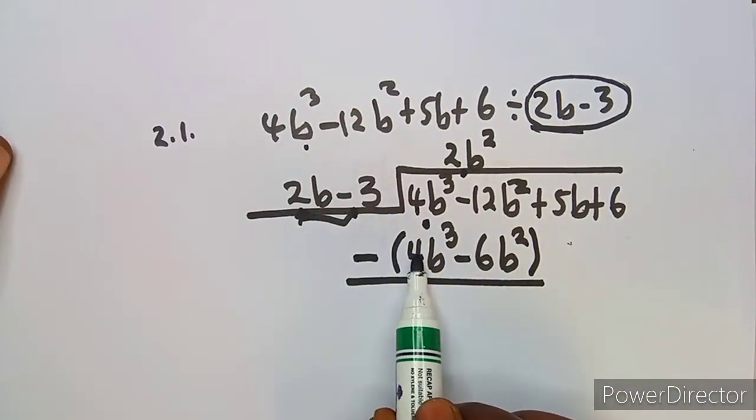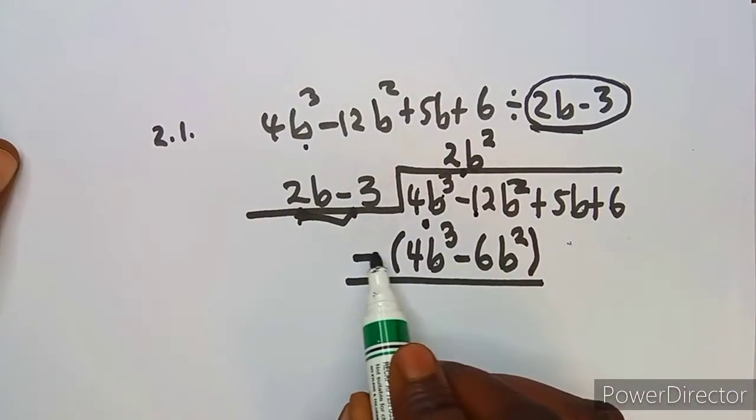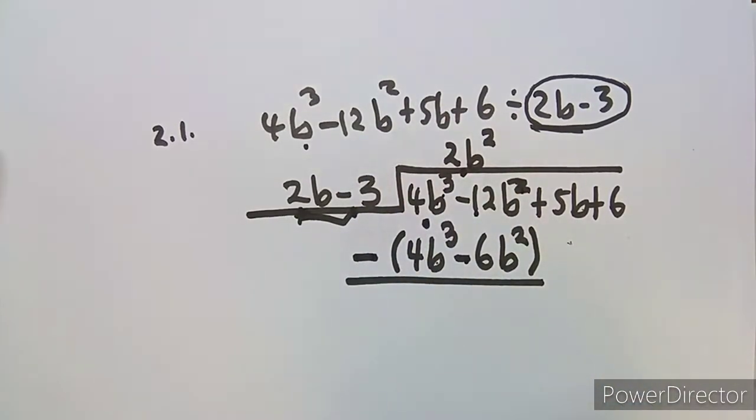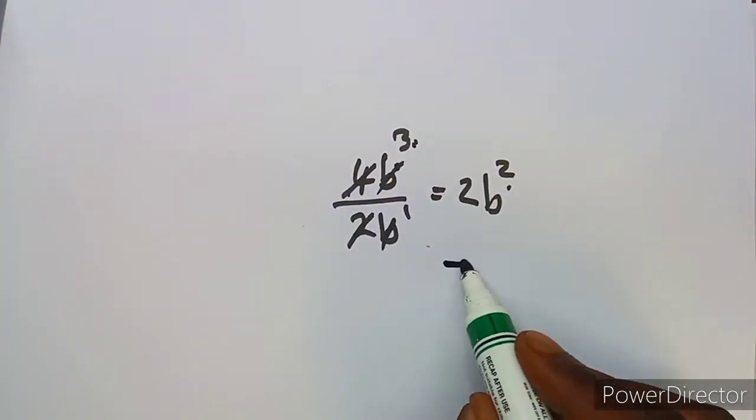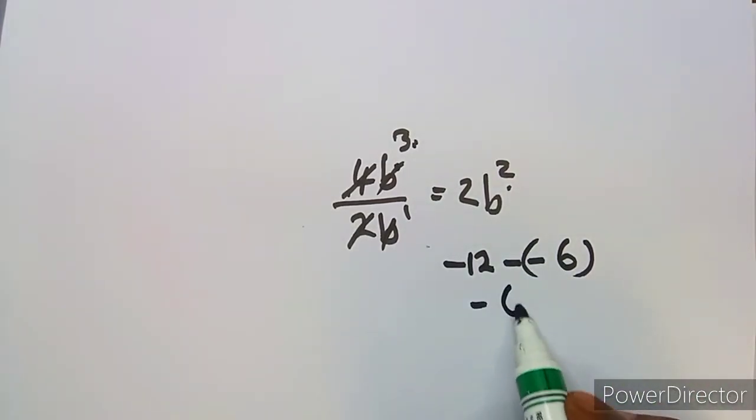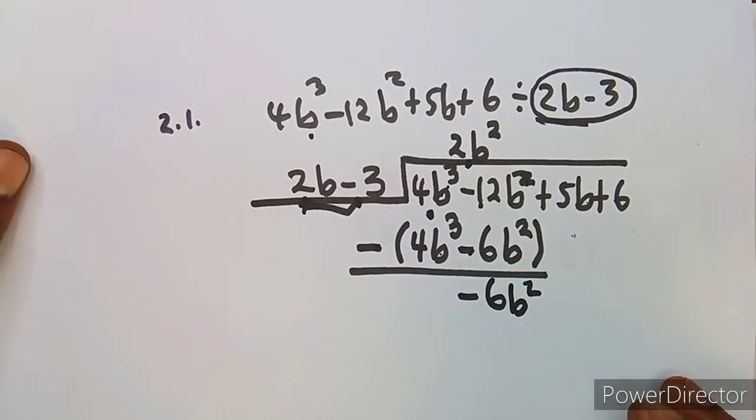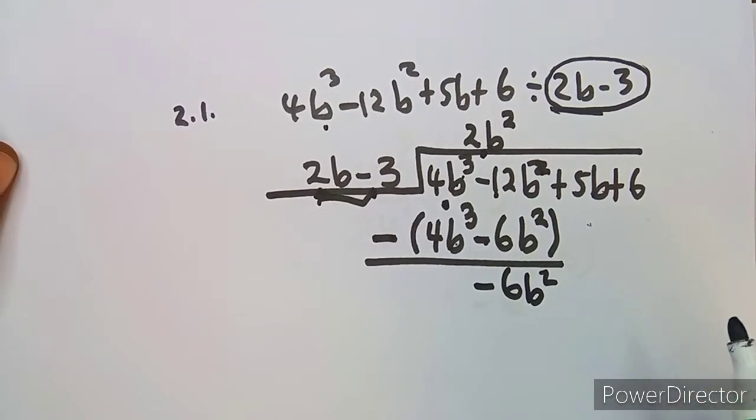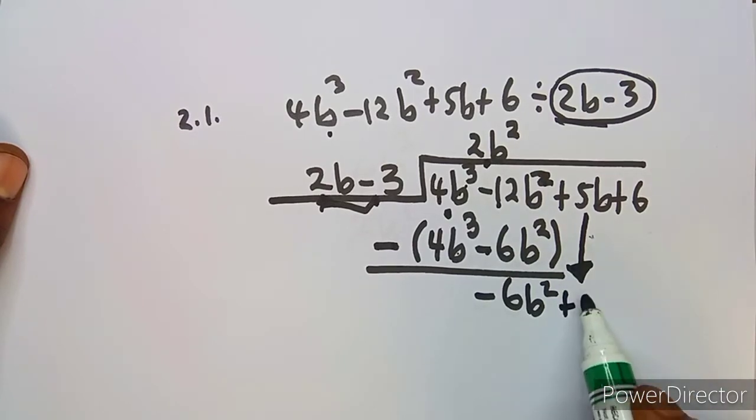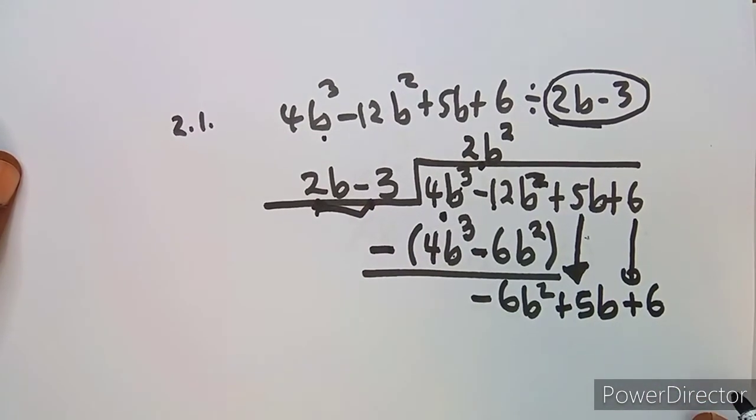So it's 4 minus 4. These two are the same, so it's going to be a 0. Okay, and you've got minus 12 minus 6, because this is b squared. So take note from your calculator, you're supposed to indicate like this: minus 12 minus minus 6. Okay, so you're going to obtain minus 6, so you're going to have minus 6b squared. All right. So after subtracting, what am I going to do? I'm just going to drop these numbers, drop this 5b, so it's plus 5b, drop this 6, so it's plus 6. All right, I'm done on this stage.